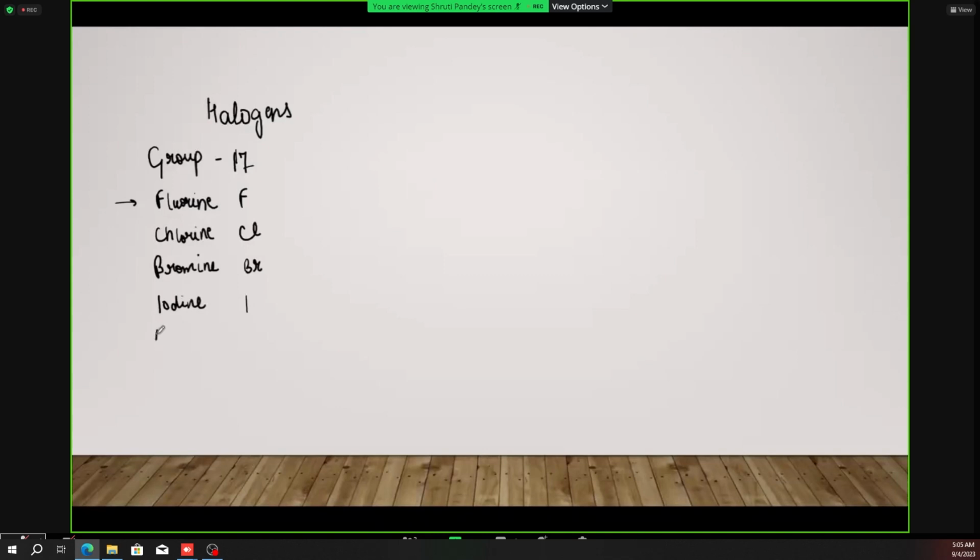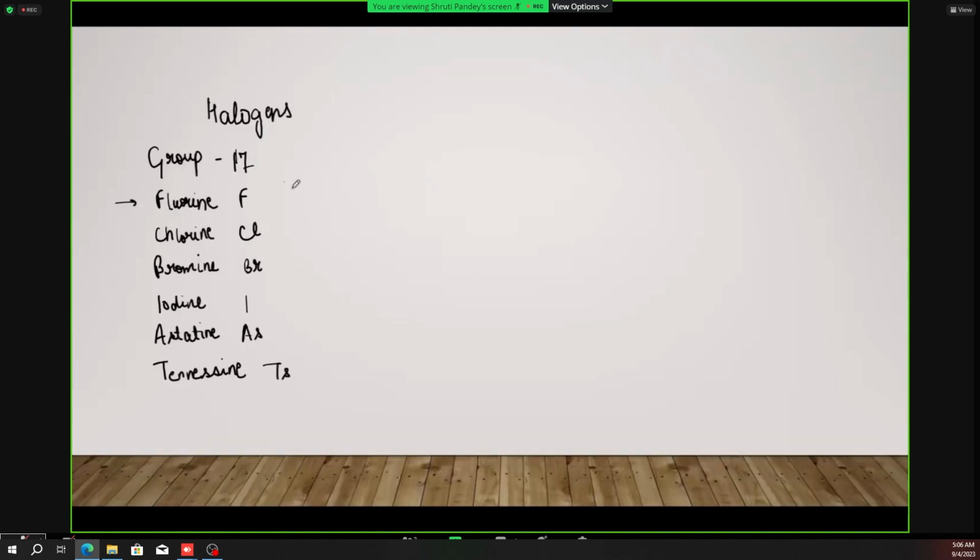Next we have astatine, denoted by At, and then we have tennessine, which is denoted by Ts. So these are the 6 halogens that are present in the periodic table. But generally, in organic chemistry, we are only concerned with the first 4.